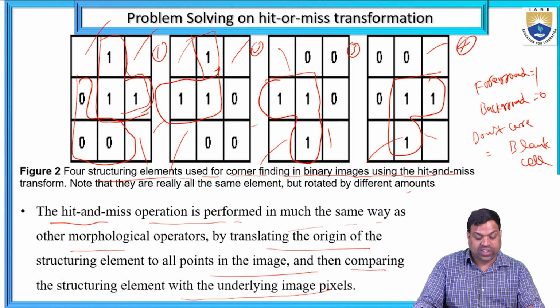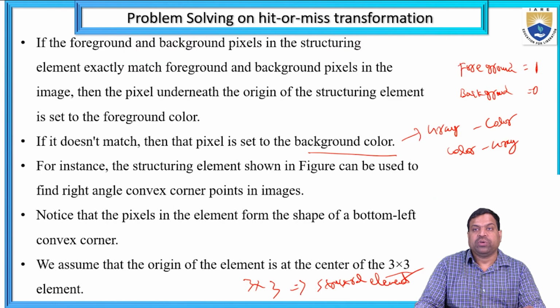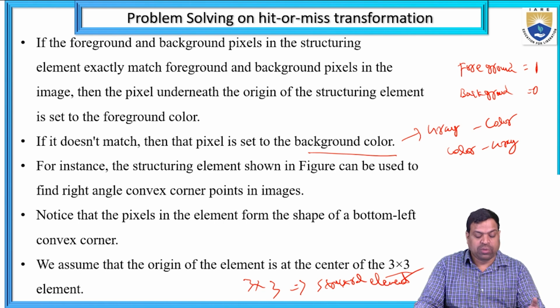So these are the 4 different structuring elements used for finding the binary image of the hit or miss transform. The hit and miss transformation is performed in much the same way as the other morphological operations, by translating the origin of the structuring element to all the points of the image, then comparing the structuring element with the underlying image pixels. If the foreground and background pixels in the structuring element exactly match the foreground and background pixels in the image, then the pixel underneath the origin of the structuring element is set to the foreground color. If it does not match, it is set to empty or blank, the background color.